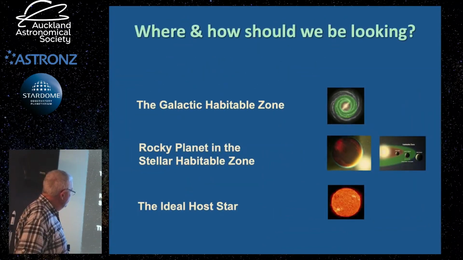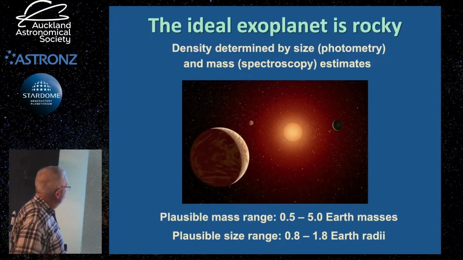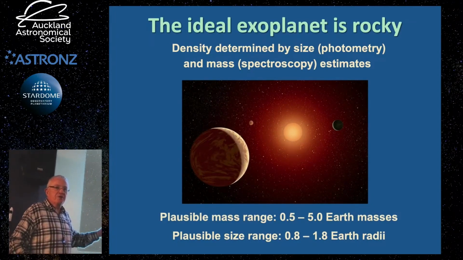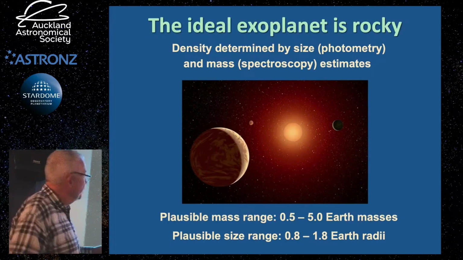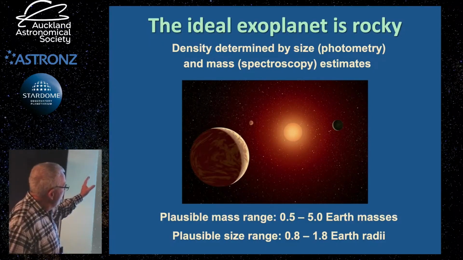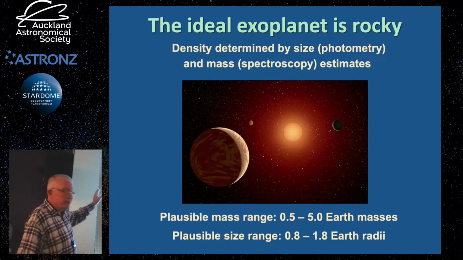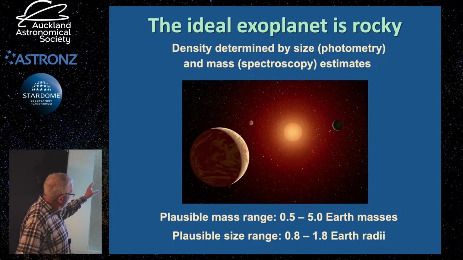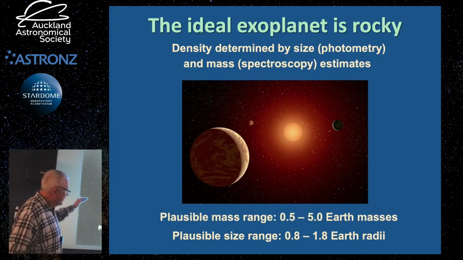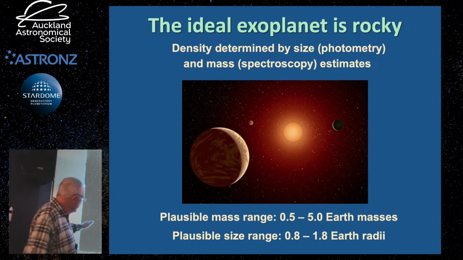Okay, then you want a rocky planet. Of course, a gas giant doesn't provide you a solid surface. You're going to want a solid surface to start concentrating and bringing chemicals together. And with these exoplanets, as we learnt last month, they can determine the size by the transit method, by photometry, and the mass by spectroscopy, from how much the planet influences the wobble of its host star. So they can work out the density from there.